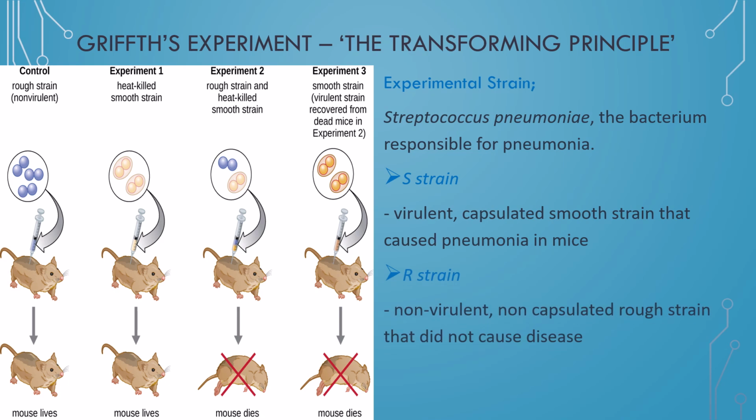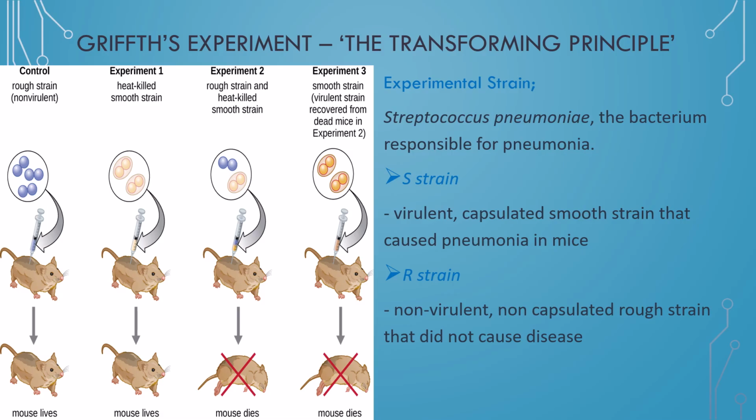The R strain was the strain whose colonies appeared rough on the media. This was non-virulent, and obviously they were non-capsulated. So they were rough because of the non-capsulated nature, and they did not cause the disease. So these were the two experimental strains that Griffith took up for his experiment.